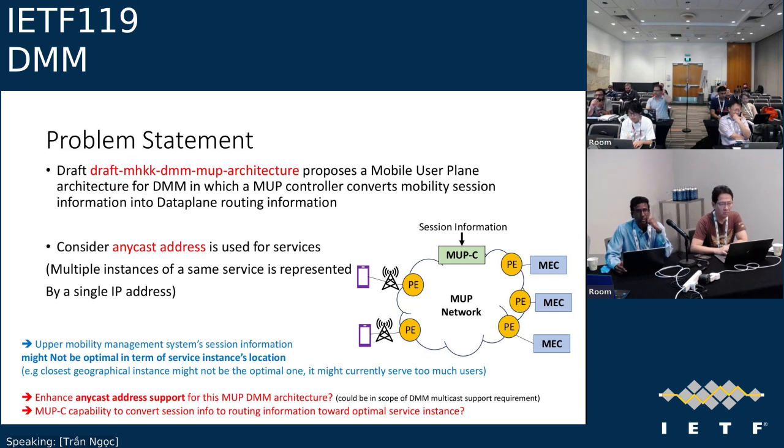So for example, it can normally be chosen based on the closest geographical distance, and sometimes that closest one might serve too many users. So the question here is how we can support the anycast address for the MAP architecture. And the anycast support, we think it might be inside the scope of the multicast support requirement of the DMM. So how to add the capability to convert the session information to optimal routing information? We want to discuss this inside the group.